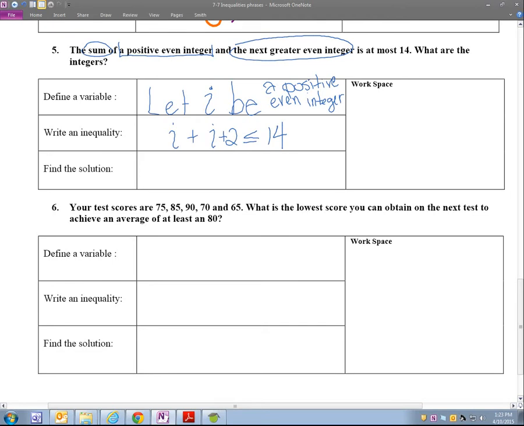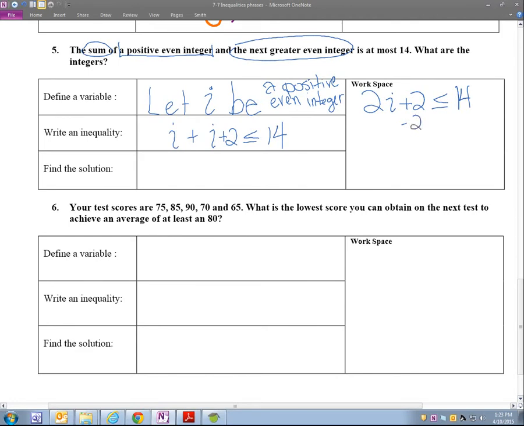So as we were taught yesterday, we need to combine like terms first. Are there any like terms in this situation? In this inequality? Okay, what are they? Do we have any like terms? I's, exactly. How many i's do we have in this one? There are 2 i's. 2i plus 2 is less than or equal to 14.